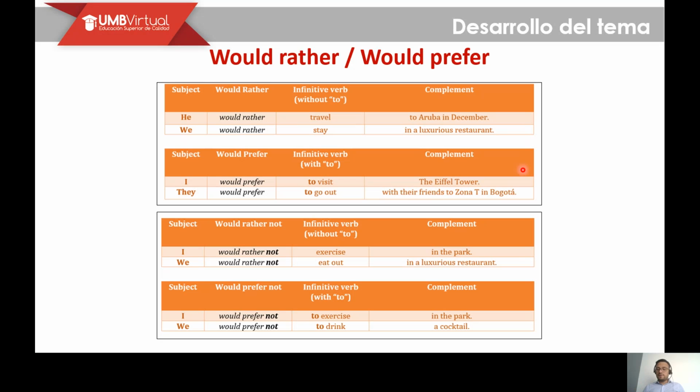Ahora, the negative form, it is the opposite. Yes, I would rather not exercise in the park. I would rather not eat out in a luxurious restaurant. I would prefer not to exercise in the park. I would prefer not to drink a cocktail. ¿Listo? Vamos a tener el to solamente. Would prefer.